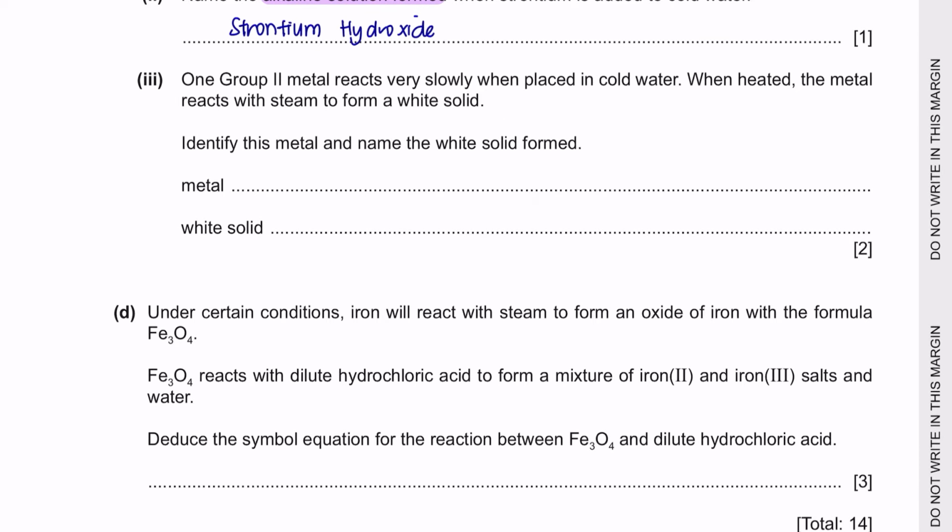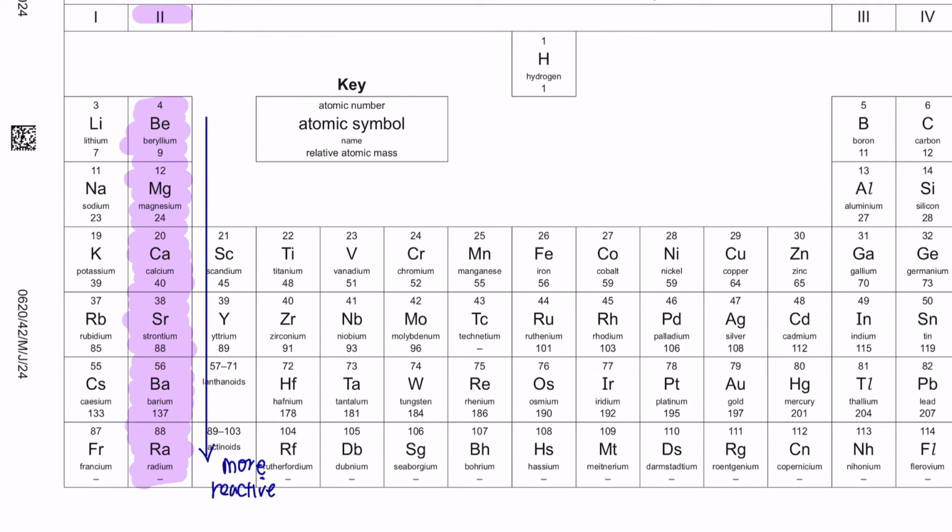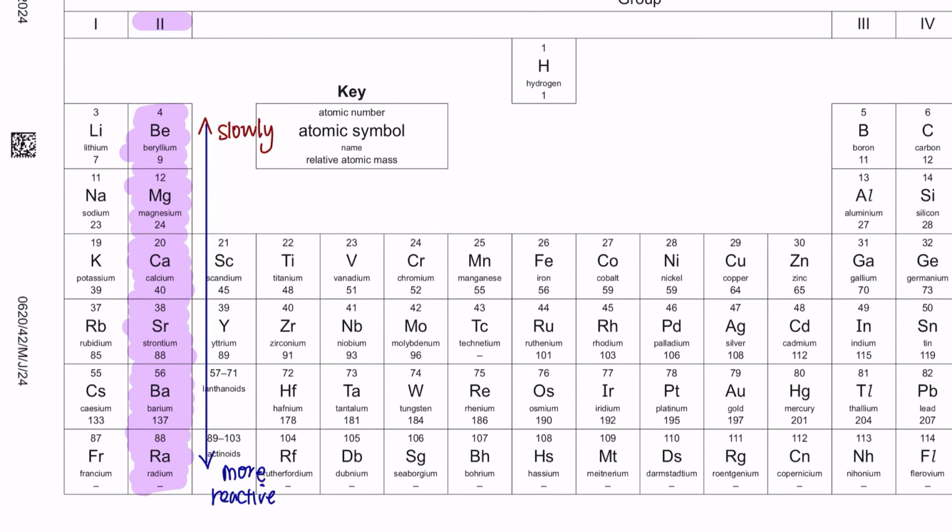Next, part 3. One group 2 metal reacts very slowly when placed in cold water. When heated, the metal reacts with steam to form a white solid. Identify this metal and name the white solid formed. Now in group 2 elements, as it goes down the group, it becomes more reactive. So the element that reacts slowly will be the ones at the top.